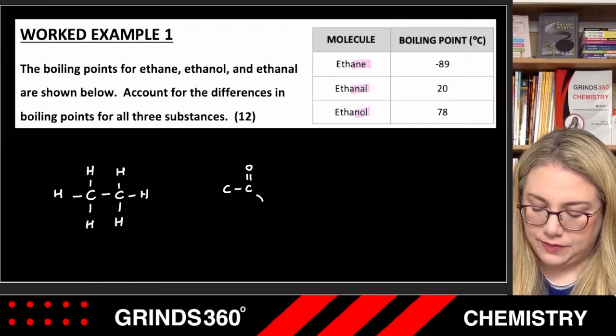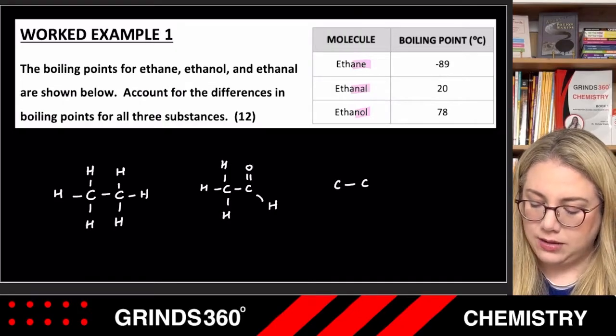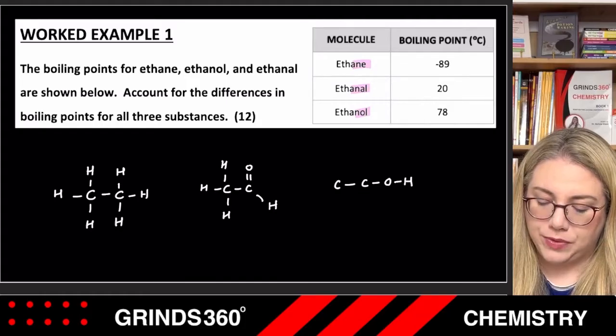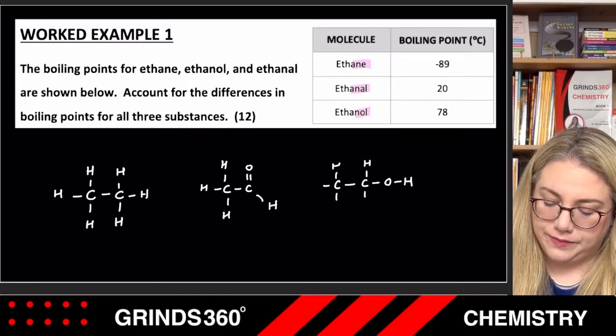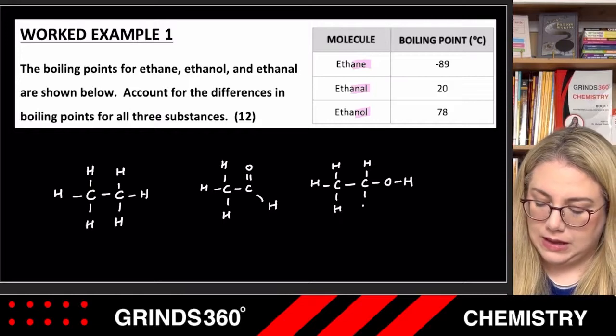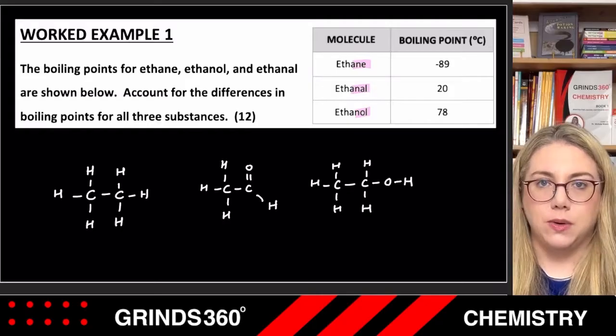Ethanal is the aldehyde, so "al" is the aldehyde. And then ethanol, you have your alcohol group, which is the OH, like that. Now, when you are comparing boiling points, there's 4 steps that you have to go through.